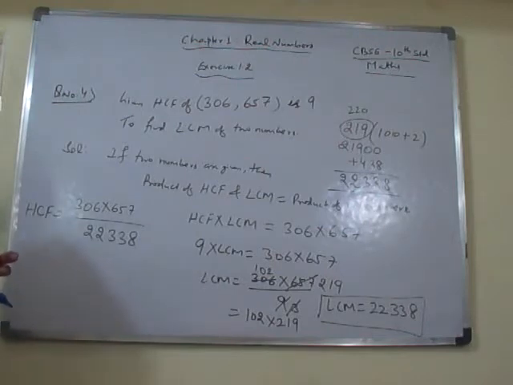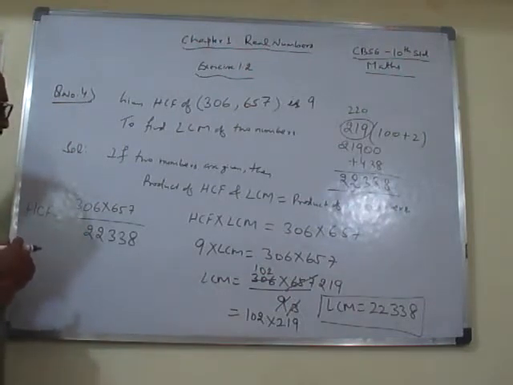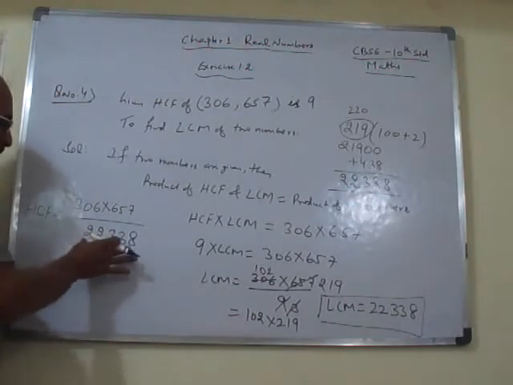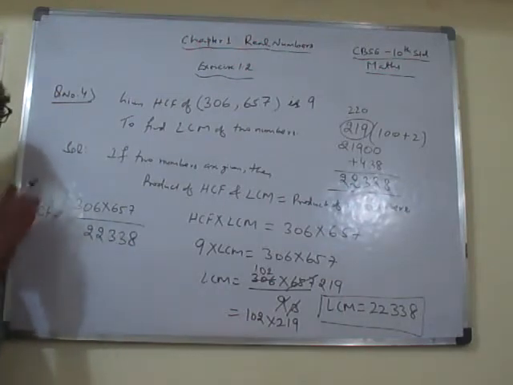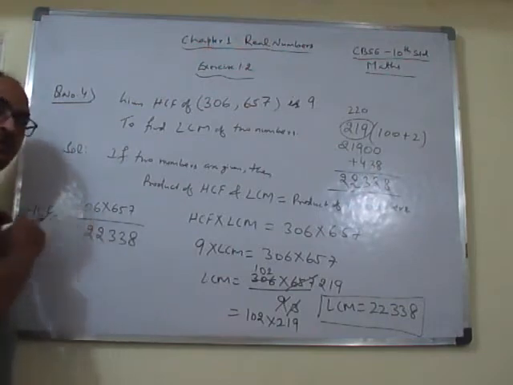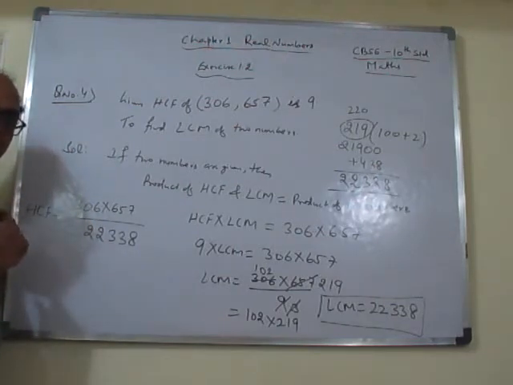Correct? Okay. Now let us see. So we need to divide. A long division will be taking place, I know. This particular number is divisible by 2 because at the last 8 is there. It is divisible by 2 very easily.